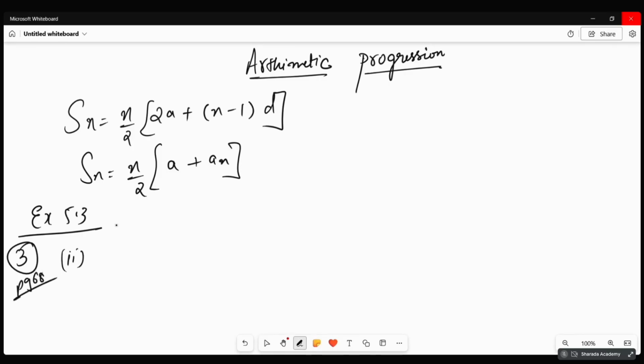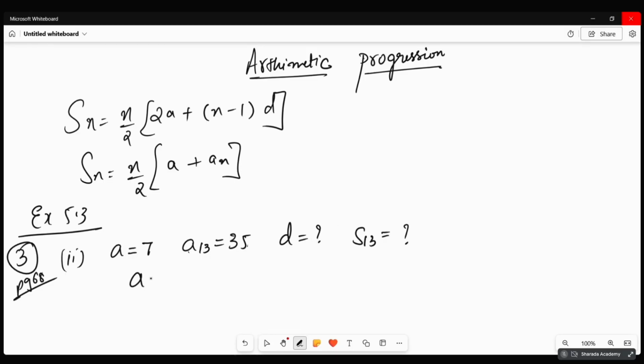Second one, given a is equal to 7, a13 is equal to 35. Find d and S13. This is the given question. What they have given? They have given a13 is 35, a is 7. a13 means what? 13th term value is 35. Correct? So I have to first find d.